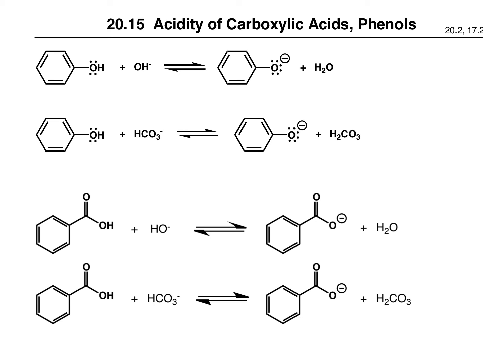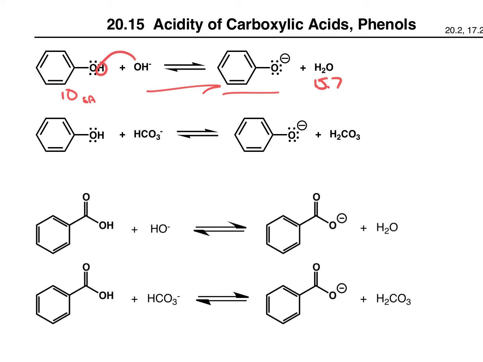Next, let's think about the acidity of carboxylic acids and phenols with respect to position of equilibrium when reacted with different bases. So let's start with phenol, for example, and if we treat this with hydroxide, hydroxide acts as the base, grabs off the proton, and we get the phenoxide ion and water. So phenol has a pKa of 10, water is 15.7, and so this is the stronger acid and the equilibrium lies to the right.